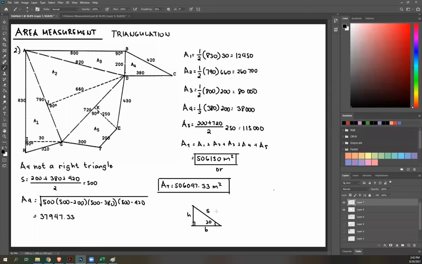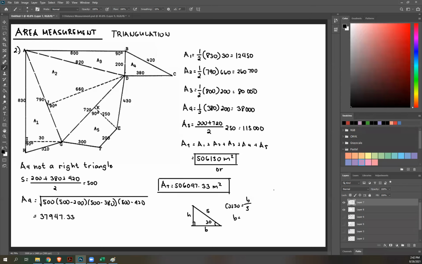So for example, sine 30 equals opposite over hypotenuse. So sine 30 equals h over 5. You can solve for h. And then you can solve for b as well. So that would be cosine 30 equals adjacent over hypotenuse 5. So you can solve for b.